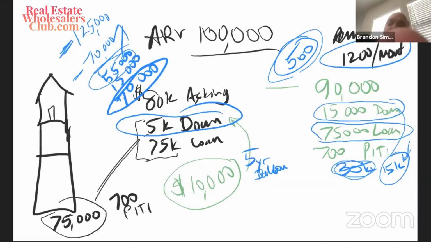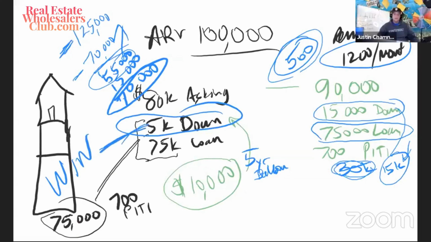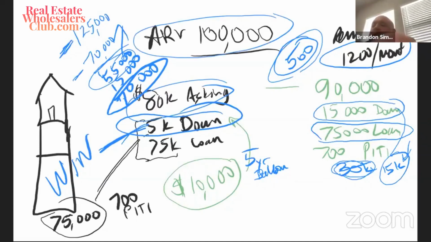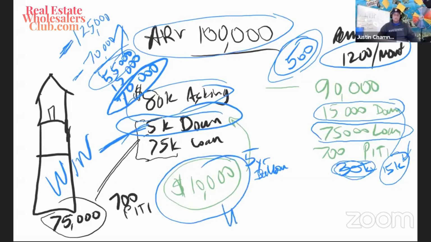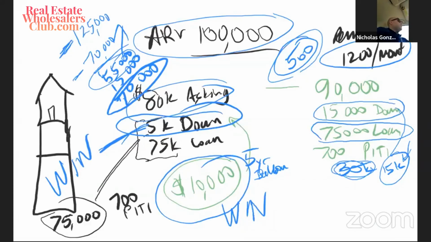So was this a win for the seller? Did they get what they wanted? Oh yeah. Remember, the ARV is 100 here. It's not a big stretch, right? The ARV was 100. They got 80 for it. By the way, did we make any money? Oh yeah, 10 grand. We got our 10K.